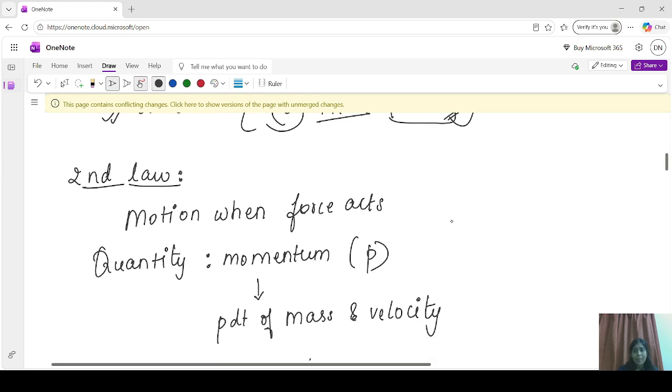And what is the second law? The first law explains motion when force is zero, and the second law explains motion when force acts. Newton introduced a quantity here called momentum. Now, what is momentum? Momentum is nothing but the product of mass and velocity.